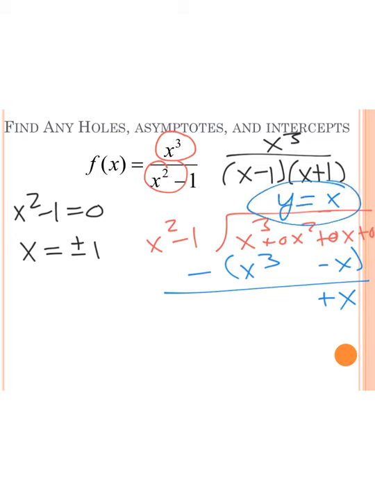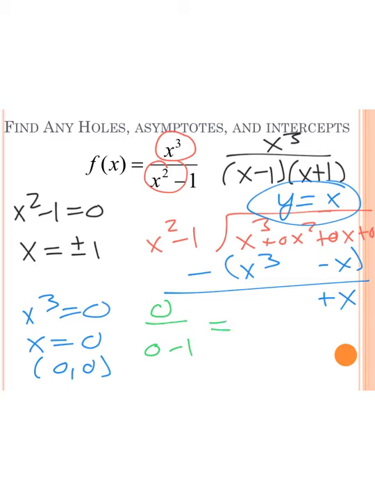Okay, I found my asymptotes. I found that I do not have any holes, so now I want to find my intercepts. To find my x-intercept, I'm going to take my numerator and set it equal to 0. So I have x cubed equals 0, and I get just x is equal to 0, which means that I have the point (0, 0) as my x-intercept. For my y-intercept, I'm going to plug in 0 for my x values. That gives us 0 over 0 minus 1, which is, again, just going to be 0. So we have these same x and y-intercepts.